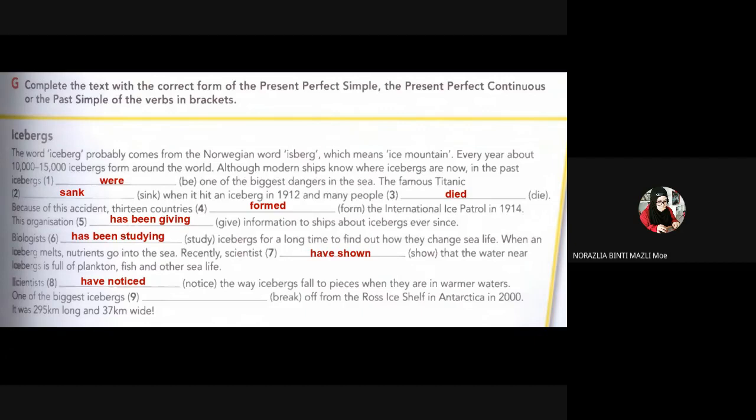One of the biggest icebergs break off from the Ross Ice Shelf in Antarctica in 2000. Dia ada masa dia. They have given us the time. 2000, in 2000. So, what do you think would be the answer? Have broken, has been broken, broke. Think about it. Dia ada keyword dia. Keyword dia in 2000. Bila dia bagi masa, so kita pakai yang mana?